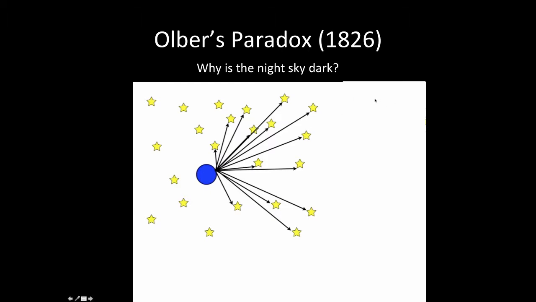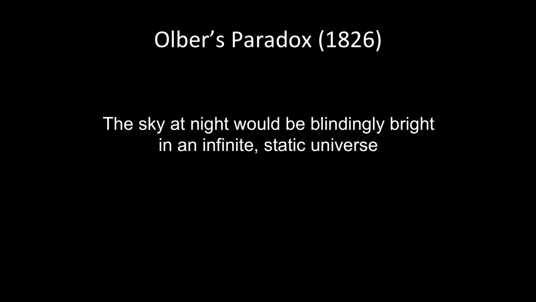Now you might say, well, stars get dimmer the further away they are. That's true, but there are more of them the further away you are. In fact, if stars are uniformly distributed throughout the universe, the number of stars that you'll see increases as the distance squared, whereas the brightness decreases as the distance squared. So the fact that the stars get dimmer is exactly cancelled out by the fact that there are more stars. So the conclusion is that if the universe is infinite, the night sky would be blindingly bright.